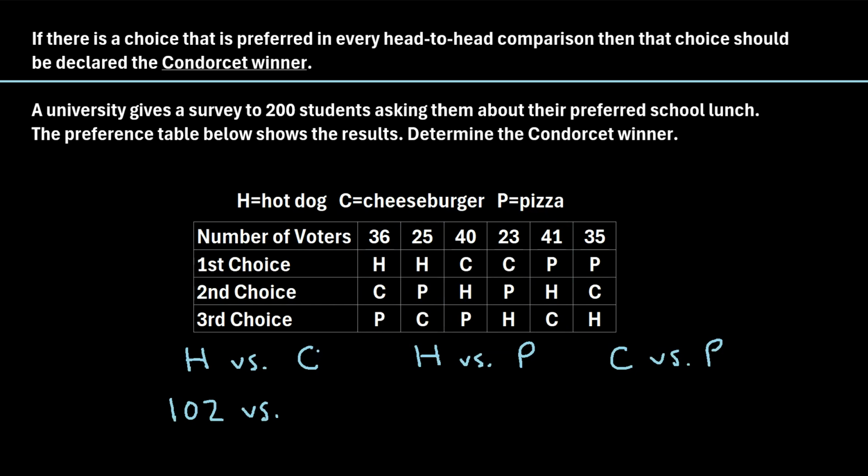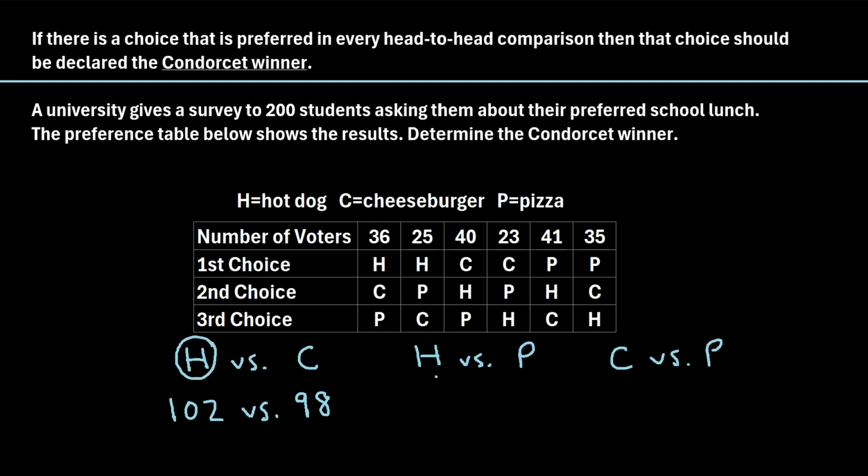And then we're going to look at where cheeseburger beats hot dog. So let's check out the columns here. We can see in this column, cheeseburger is preferred over hot dog. In this column, cheeseburger is also preferred over hot dog. And in this column, cheeseburger is preferred over hot dog. So now we'll add the total number of votes where cheeseburger beats hot dog. 40 plus 23 plus 35, that turns out to be 98. So in a head-to-head comparison of hot dog versus cheeseburger, hot dog wins. So let's go ahead and circle hot dog for this one.